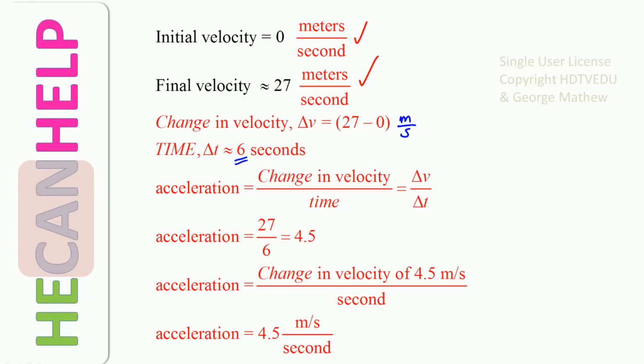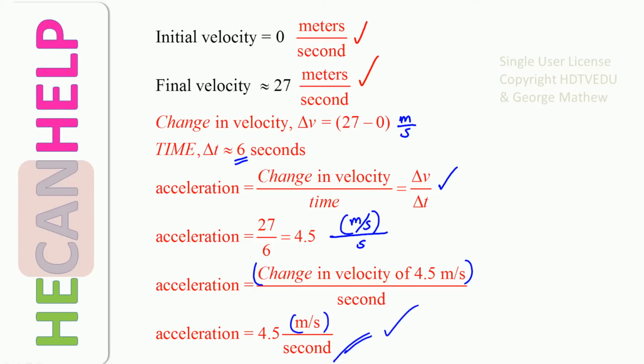So what is acceleration? Change in velocity divided by time. So 27 divided by 6, and that is 4.5. What is the unit? Change of velocity is in meters per second. Time is seconds. So meters per second per second is your unit for acceleration. So our acceleration is 4.5 meters per second per second.